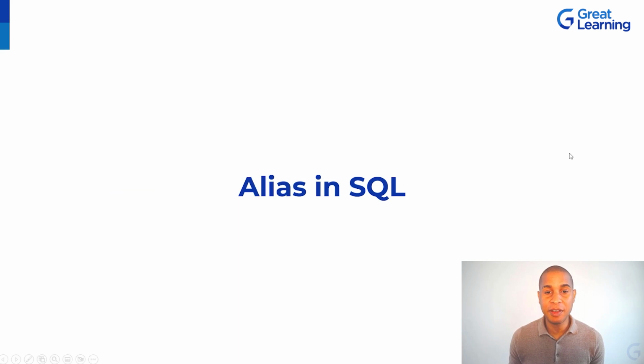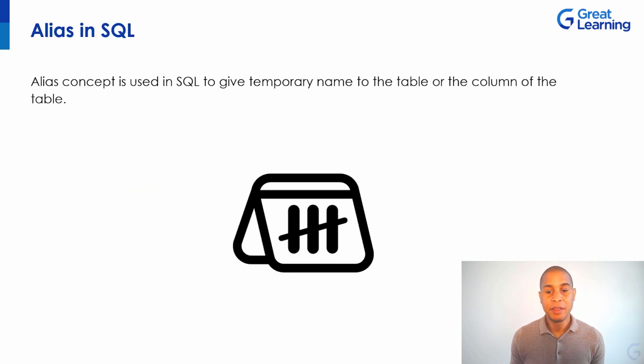So let's cover aliases in SQL. So what's an alias? An alias is a concept that is used in SQL that gives a temporary name to a specific table. So this can be done to make SQL queries a little bit easier to write, and also a little bit better in terms of interpreting if you have other people who have your SQL query. And we'll get into that. It's also very helpful for joins.